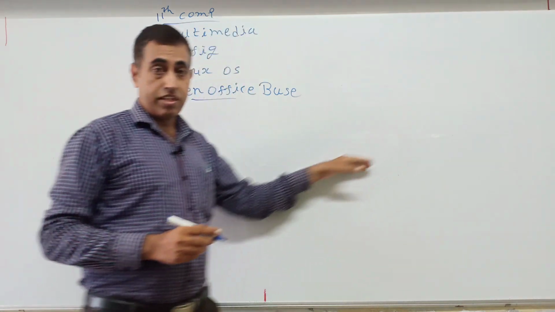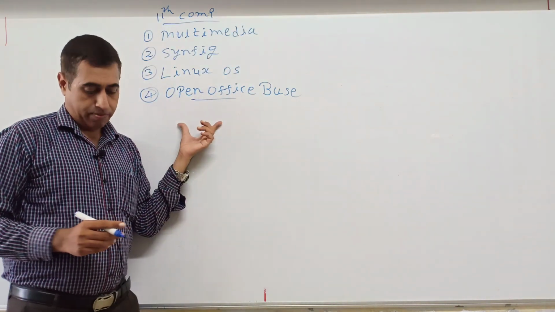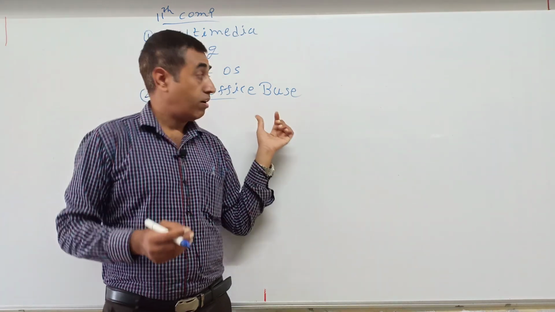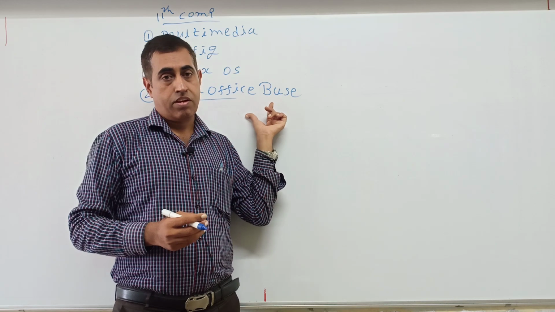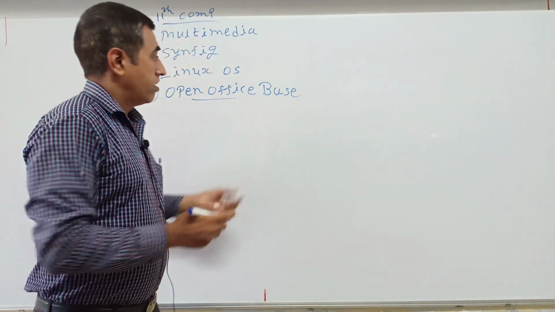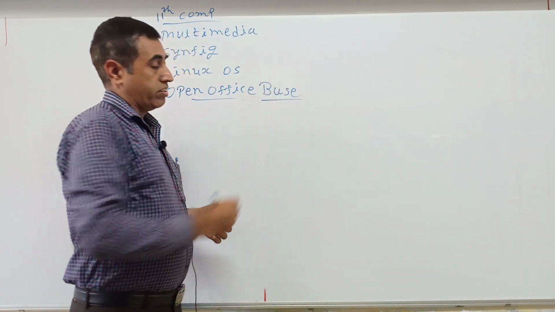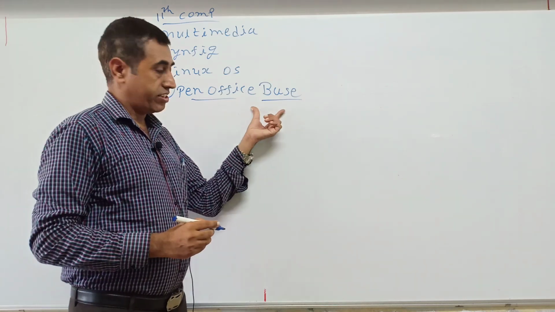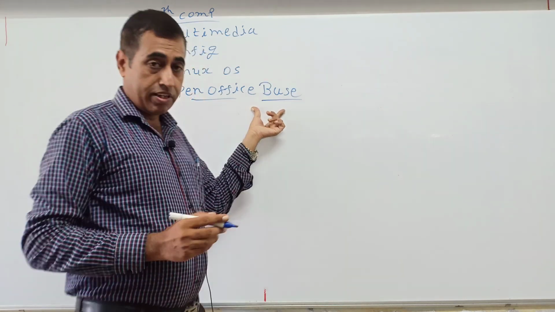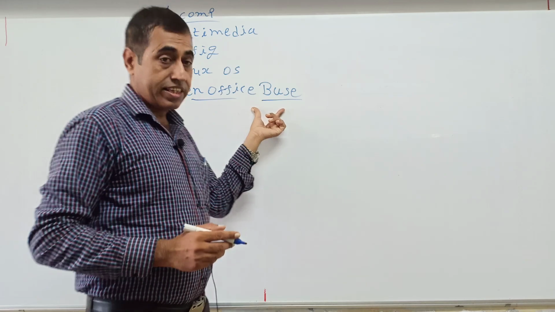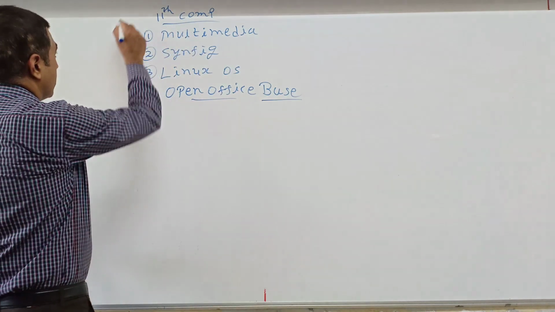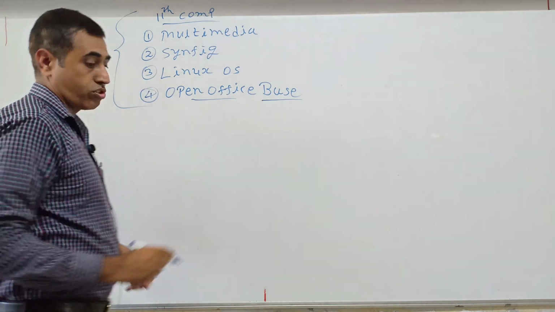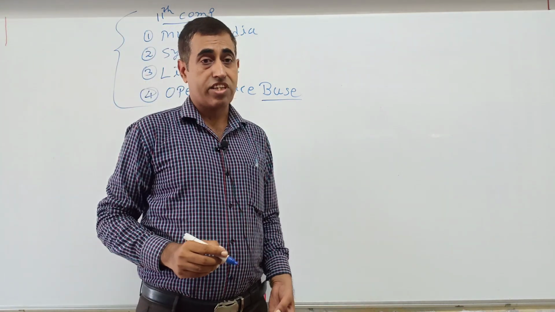In OpenOffice, there are various programs like Writer, Calc, Impress, and the program that we have to study, that is Base. This Base program is similar to Access in Microsoft Office. So all these programs we have to study in 11th standard.